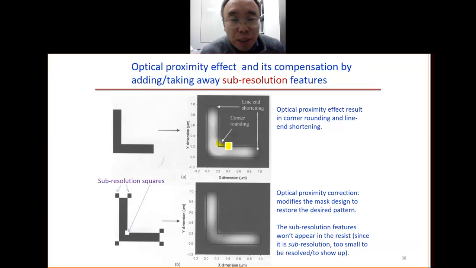To compensate this problem, what we can do is add some sub-resolution square here. The light coming from here will compensate the loss of the light here. In this part, we have too much exposure, so we take off a square. In this part, we have too little exposure, so we add something. The key is that those things have to be very, very small. It is called sub-resolution, so the lithography system cannot resolve them. As a result, they will not show up in the final developed resist structure. So this is an example for the L shape.